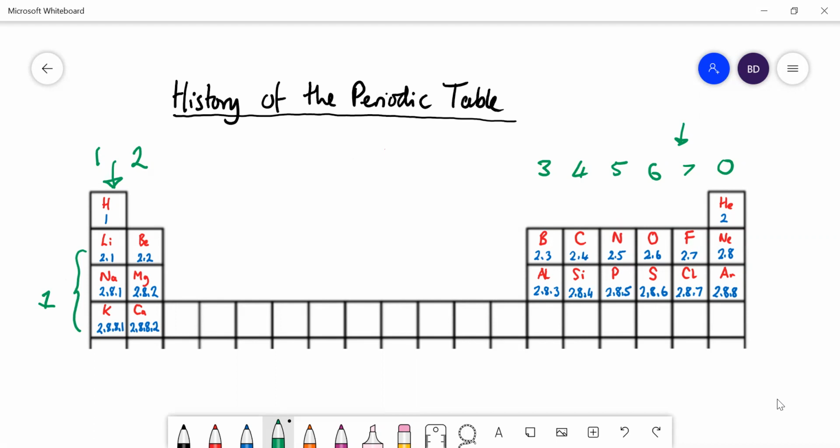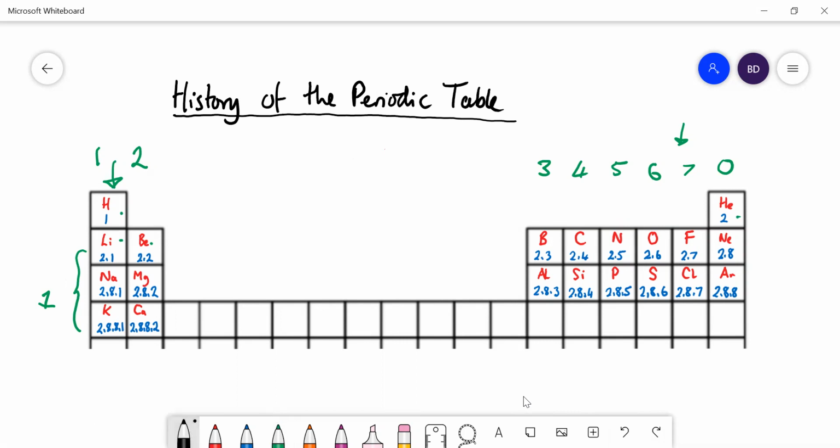The modern periodic table, of course, is placed in order of increasing atomic number, which is the number of protons. So hydrogen is 1, helium is 2, lithium is 3, beryllium 4, and so on. Now, the first attempt at classifying all of the elements into some kind of periodic table happened about 1865.